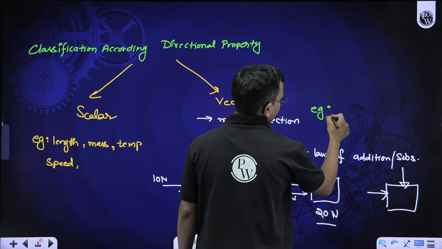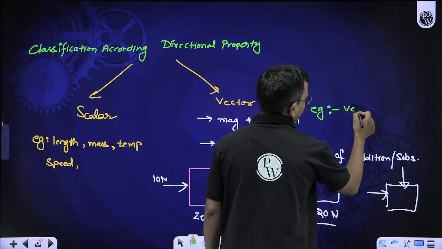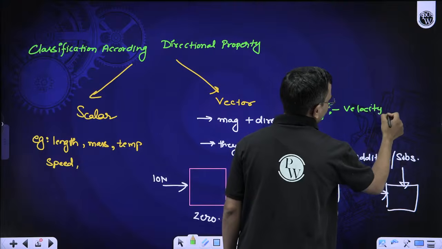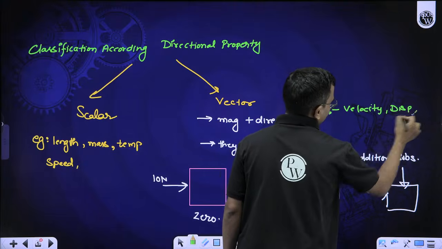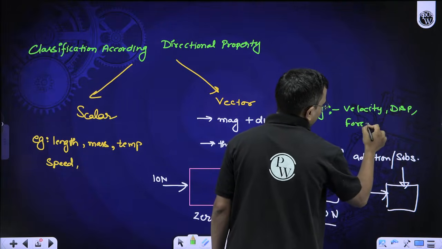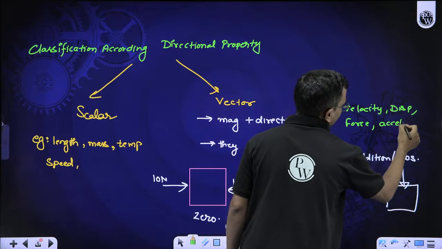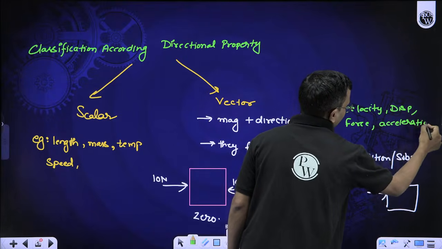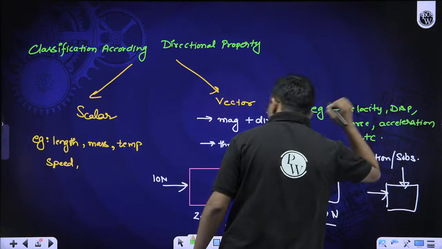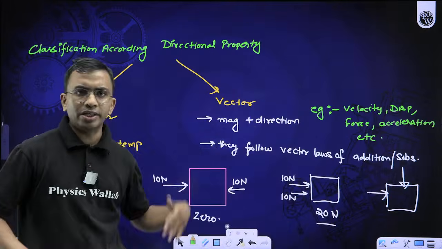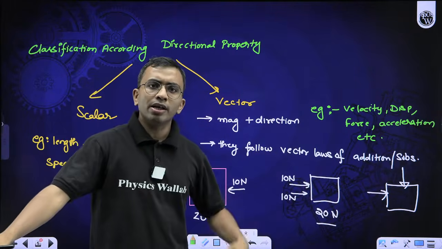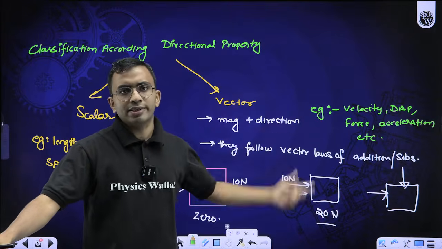Which are the examples here? You may say velocity, displacement, force, acceleration, etc. There are so many other examples also, electric field, magnetic field. They all are vector quantities whenever the direction is there.